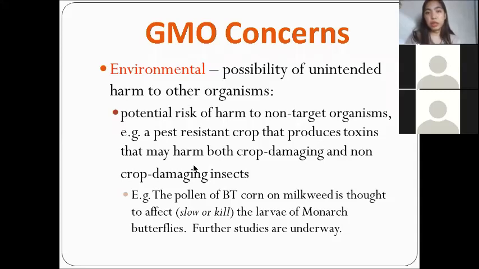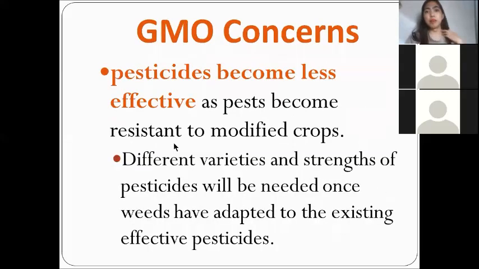The next one, pesticides become less effective as pests become resistant to modified crops. So, what is the use of pesticide kung kaya na namang mag-adapt ng genetically modified organism to its environment, di ba? So, different varieties and strength of pesticide will be needed once weeds have adapted to the existing effective pesticides.